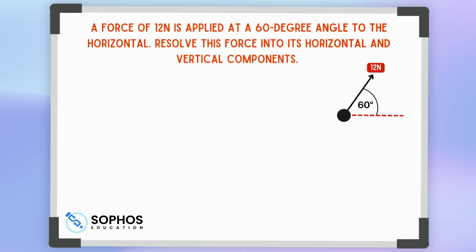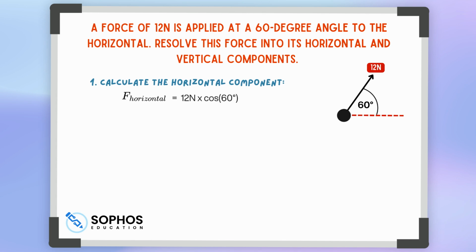Let's look at another question. A force of 12 newtons is applied at a 60-degree angle to the horizontal. Resolve this force into its horizontal and vertical components. First, let's calculate the horizontal component. Using the cosine function, we find that the horizontal component is 12 newtons multiplied by the cosine of 60 degrees. Since cosine of 60 degrees is 0.5, we get an answer of 6 newtons.